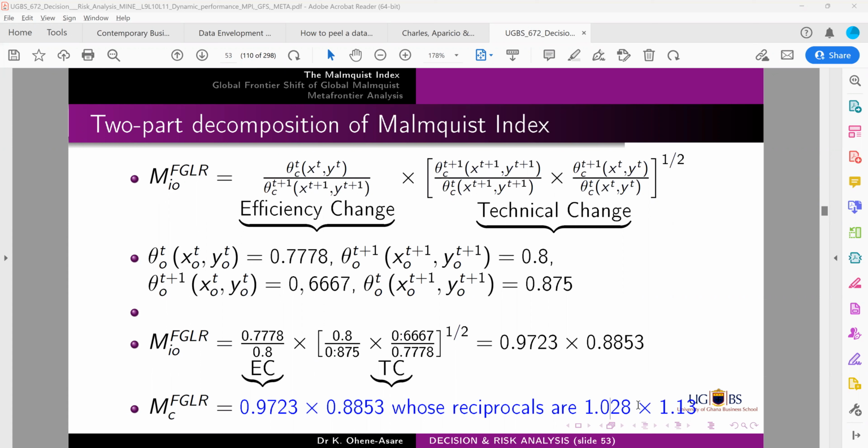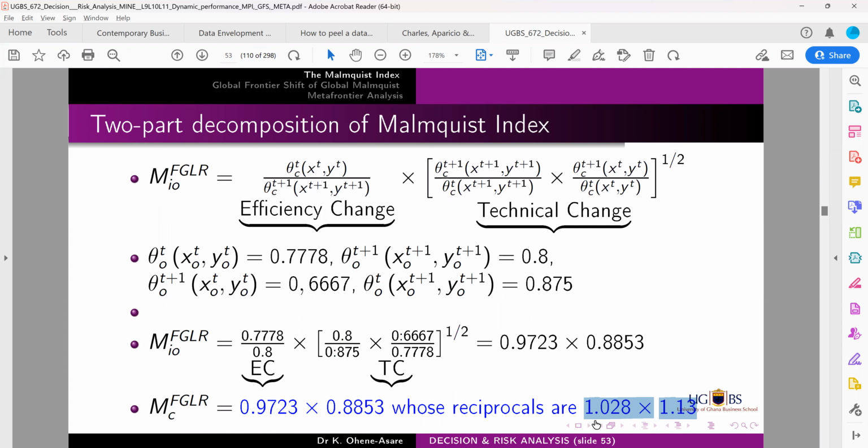Okay, so if you were continuing from the answer Jones gave, then you are wrong, because his answer was very wrong. I only asked him to justify his answer. If you look at the values here clearly, you can see that technological change was higher than efficiency change. Technological change was 13%. Efficiency change was 2.8% for firm C.